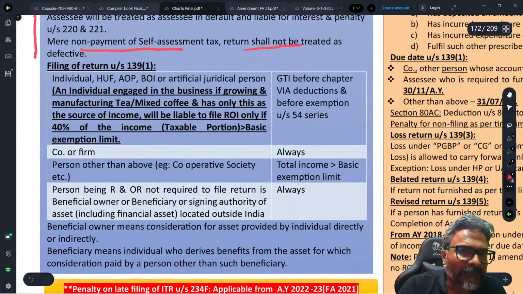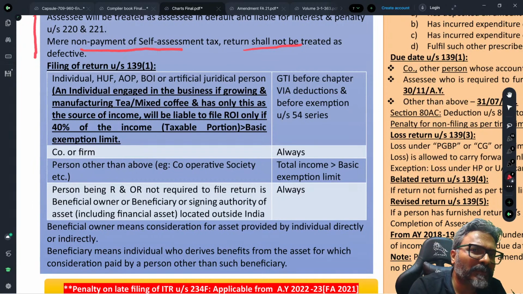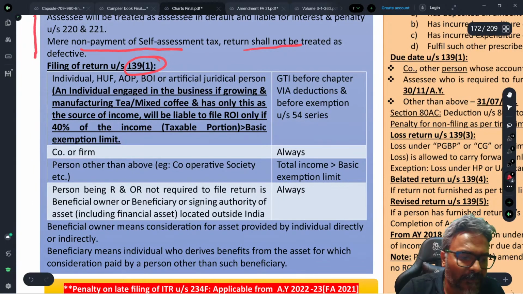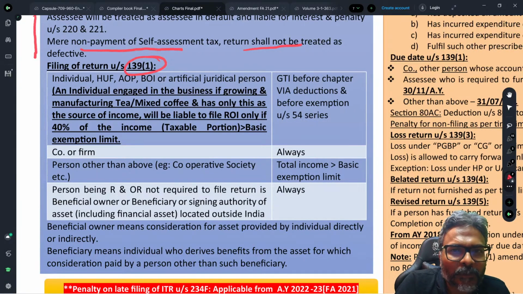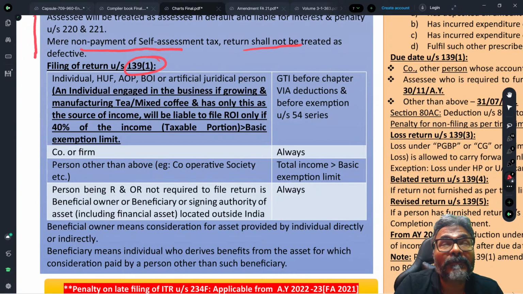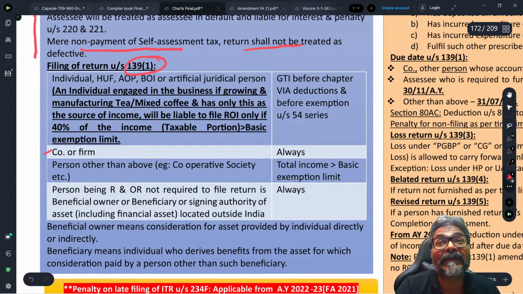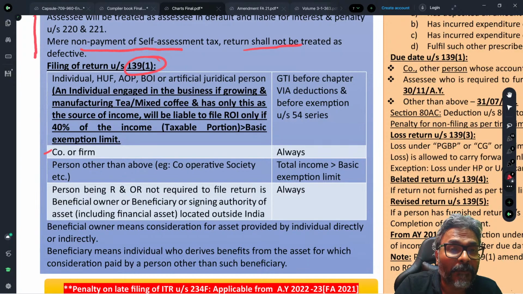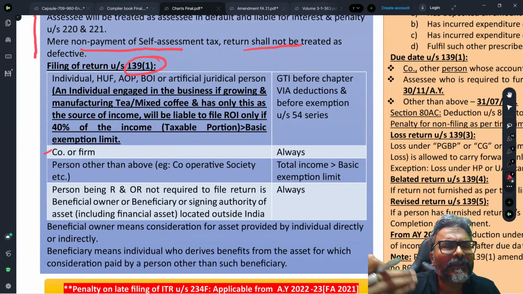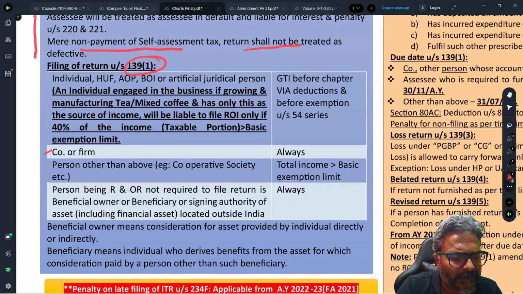Fine, students. Now, apart from that, let's have a look. Who is the person? 139(1). 139(1) says who is the person who is obligated to file the ROI. In that particular case, the company and the firm are always obligated to file the ROI. I think we all are aware. We don't look into the monetary thresholds and all, but they are always obligated to file the ROI.